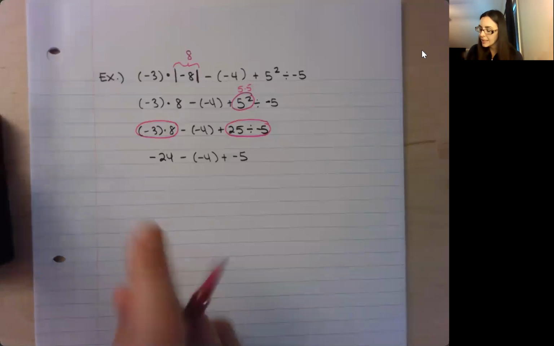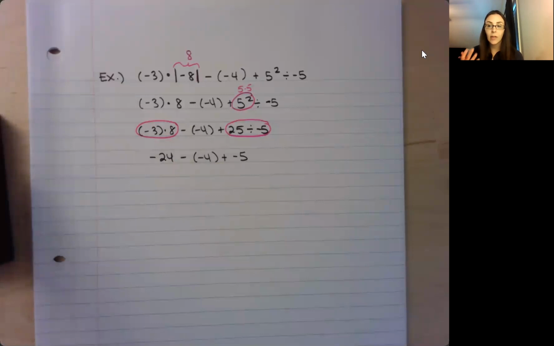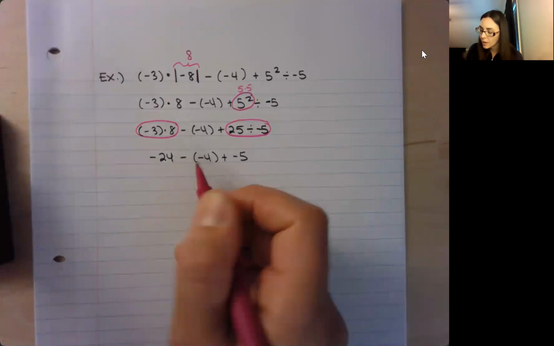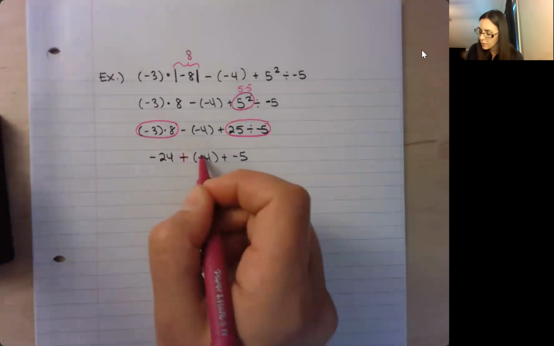All right, now I see subtraction and addition, so I'm going to work from left to right here. You really want to be careful that you don't change up the order or else you'll get the wrong answer. So here I see we're subtracting a negative. So I'm going to keep, change to addition, change this to positive 4.